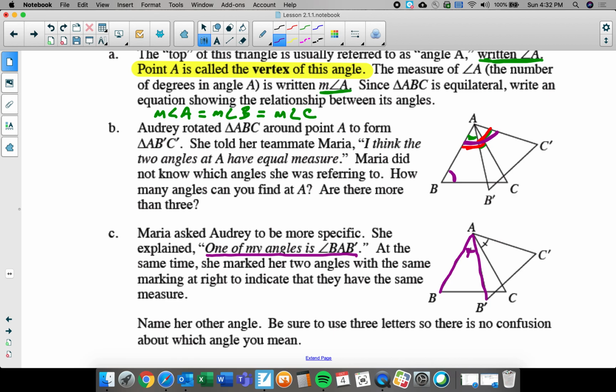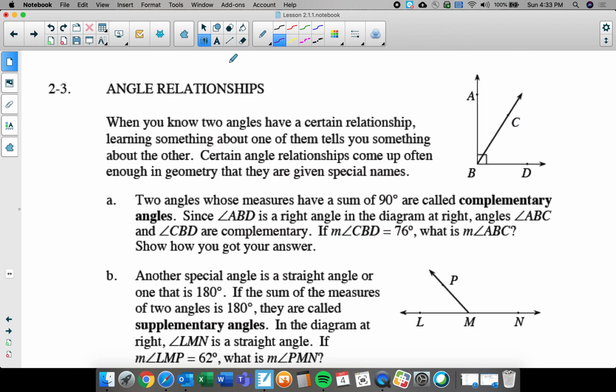And the key part is that the vertex of the angle always has to be in the middle. I could have also said that this was B prime AB and written it backwards the other way. It would be the same angle. But the key part of this problem is recognizing that if an angle's by itself, like back up here in part B, you can use one letter. If there's more than one angle, like at angle A, then I need to use three letters. So keep that in mind as we move forward.